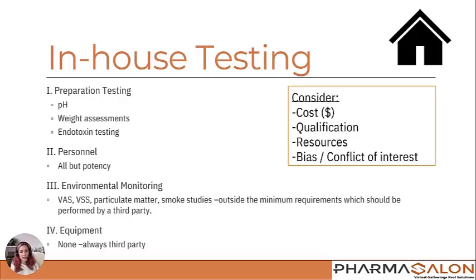Now, it is my recommendation that you limit the testing that you do in-house. For preparation testing, most commonly in process, you're going to test pH. If you need to adjust the pH, you're going to test it right then and there as you're making that formulation and adjust it and test it. That is totally fine. You have to do that. Make sure that your pH meter is calibrated and your technicians have signed off that they have trained on and can use that equipment properly.